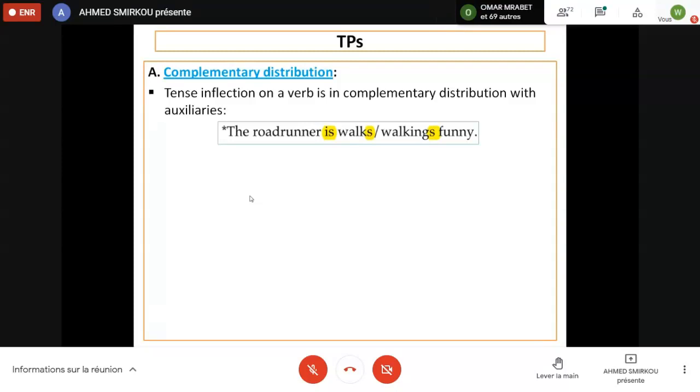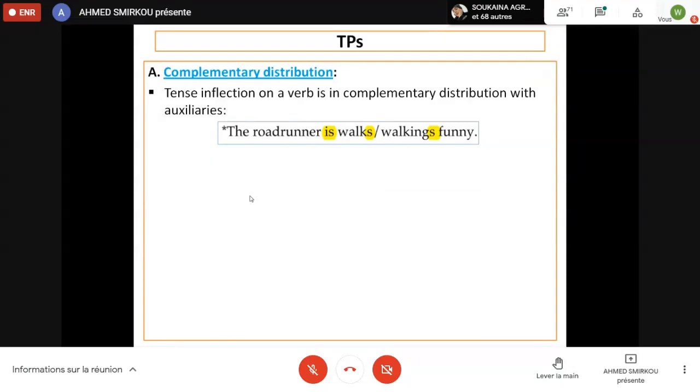Why? Or we cannot say she is speaks. Okay, we cannot say she is speaks. Why? Because we cannot find is, which is an auxiliary, with an inflectional morpheme, which is S. So this means they occur in complementary distribution. You can never find them together. Fine, they occur in complementary distribution.